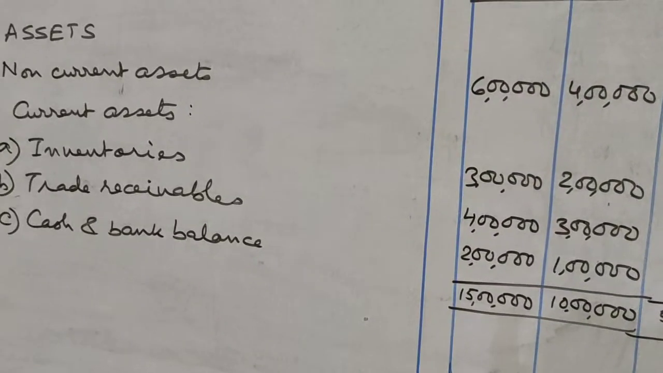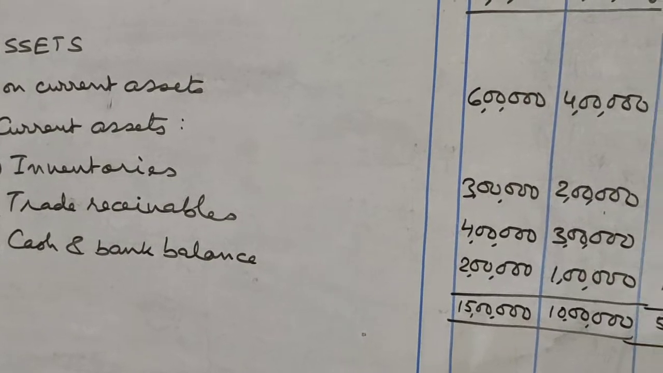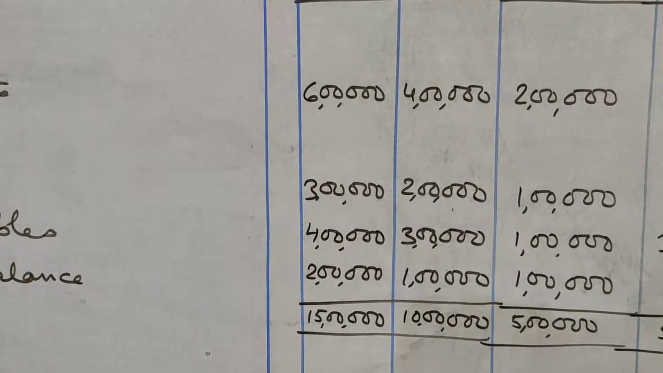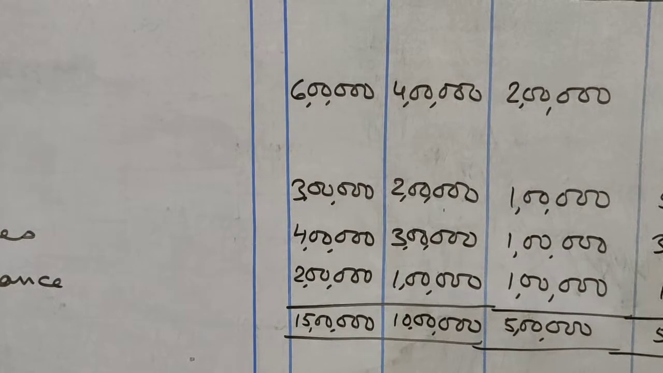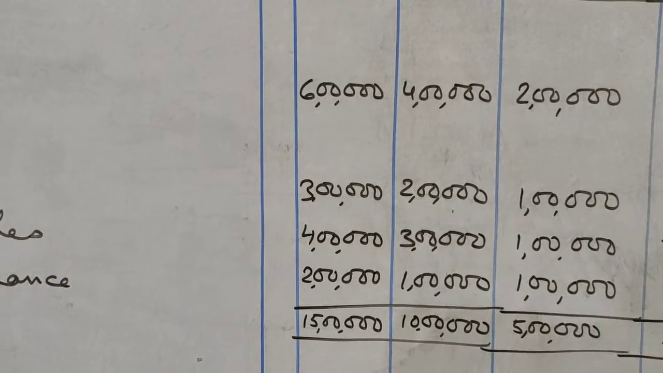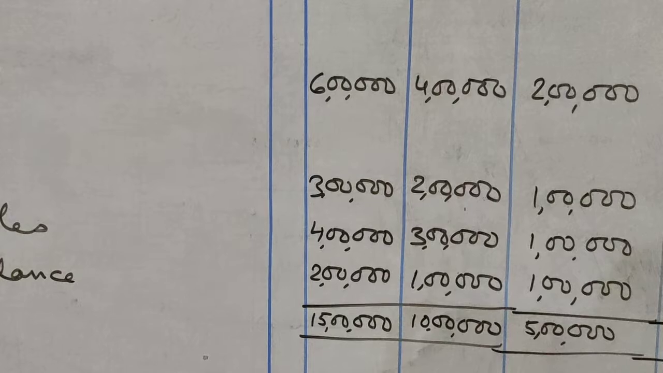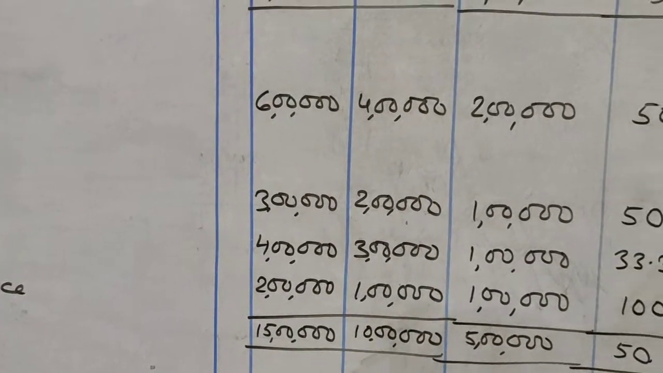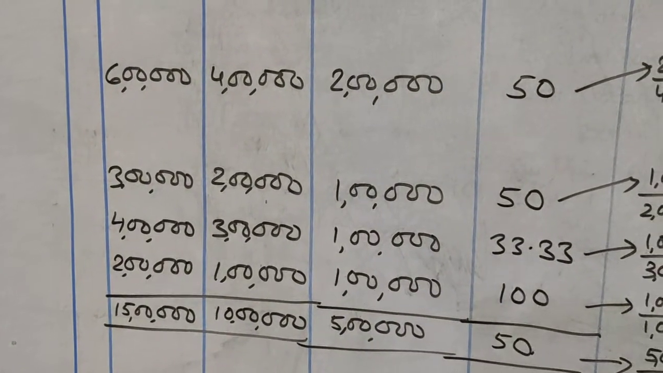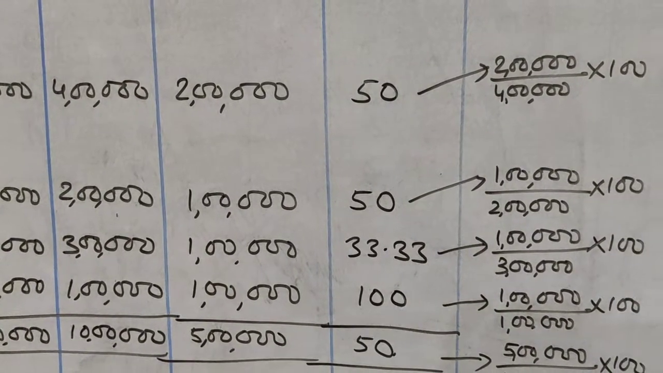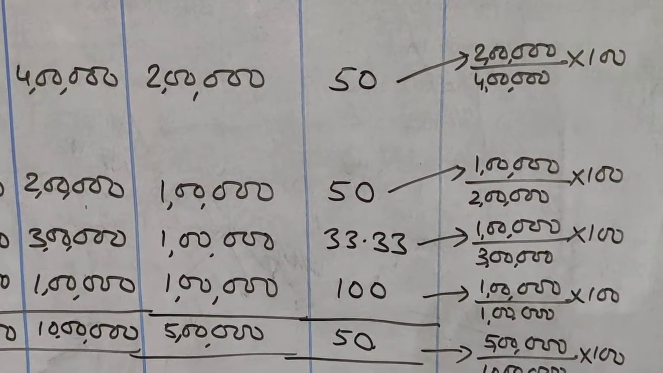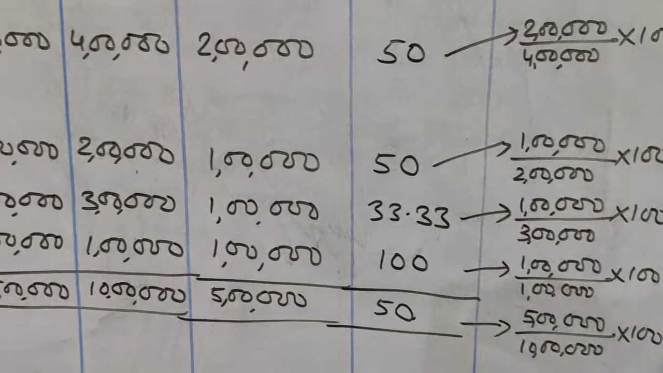Then comes trade receivables. Trade receivables, previous year the value was 3 lakh, present year's value is 4 lakh. So what is the absolute increase? 4 lakh minus 3 lakh, that is equal to 1 lakh. So what is the percentage increase? 1 lakh divided by 3 lakh into 100, that is 33.33%.